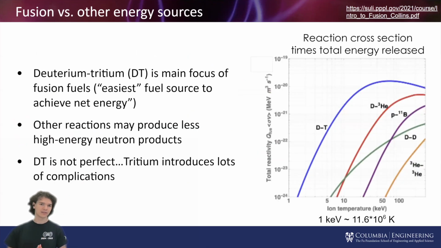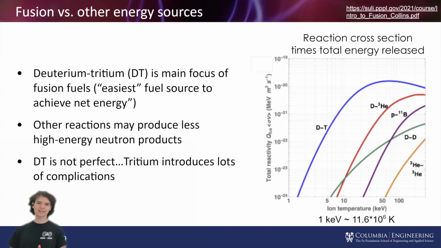Why is deuterium and tritium, or DT, the main focus? As I've been saying, it's the most common choice for fusion fuels. And that's because it's the easiest fuel source to achieve net energy, and that's because of this graph on the screen right now. So what is this graph showing? On the y-axis, the vertical axis, we have total reactivity, or something that is often referred to as a cross-section. And these metrics are directly related.